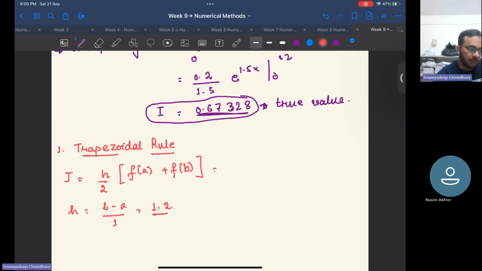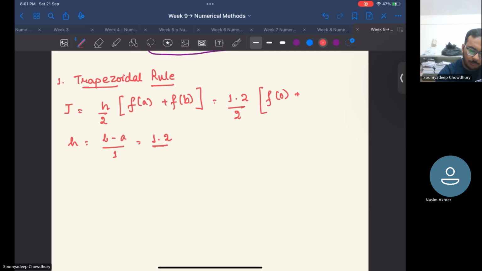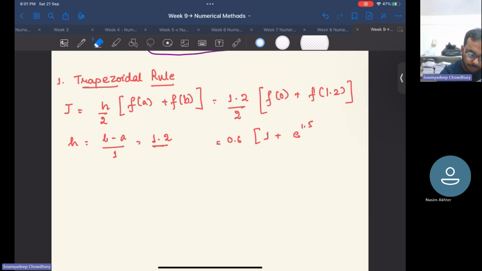So now if we substitute this, just a second. Okay. So h is 1.2 by 2, times f of a. What is a? f of 0, plus f of 1.2. So it is 0.6 into 1, sorry, just a second. f of 0 is 0.2, right?